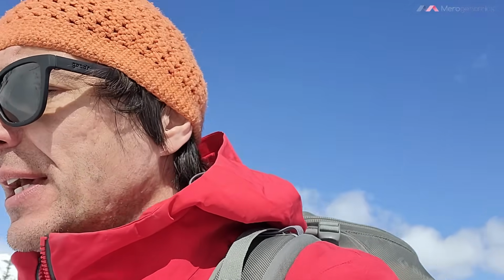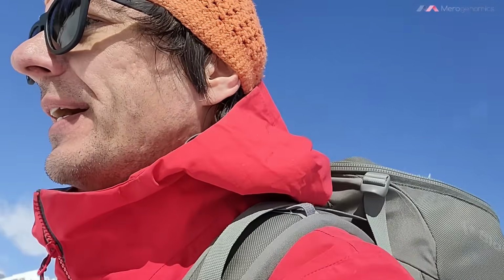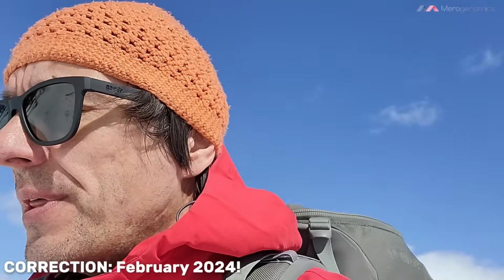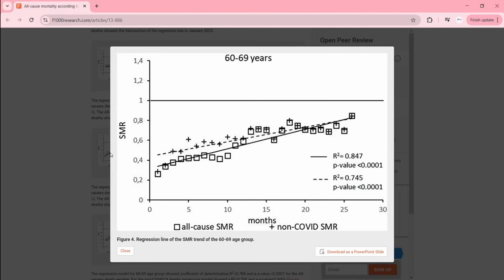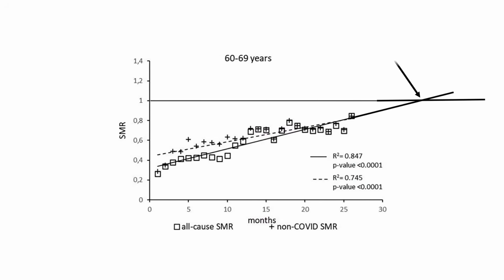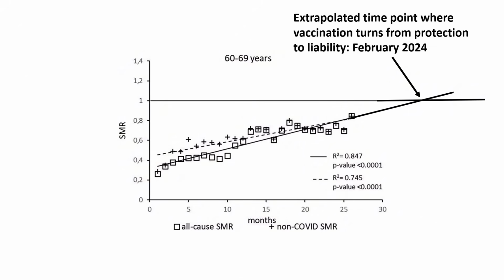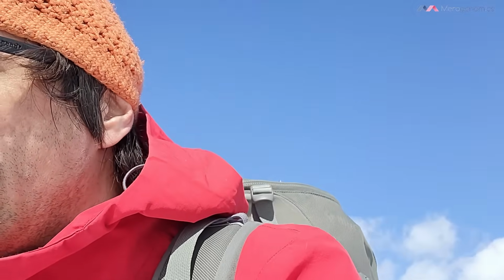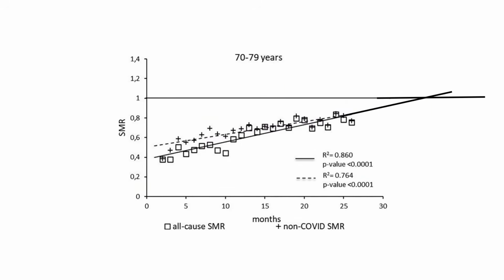And then moving to 60-year-olds. If you extrapolate that line, I believe their point of crossover was January 2024. Basically, they got about 2.5 years worth of protection before the vaccination started increasing their all-cause mortality in general. And then same thing for 70-year-olds, same pattern, same time point.